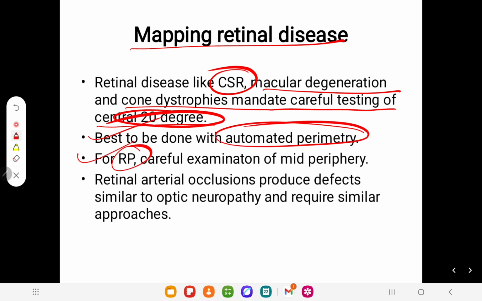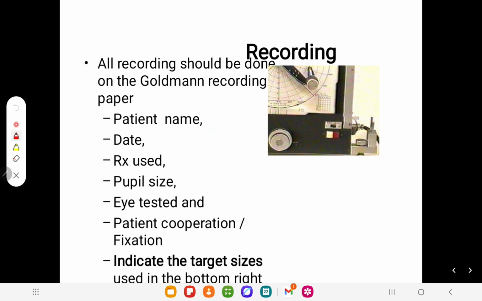For RPs, careful examination of the mid periphery is needed because retinitis pigmentosa starts from the mid periphery, isn't it? Retinal artery occlusion produces a defect similar to optic neuropathy and requires a similar approach. Yes, definitely we have to have a clinical diagnosis with clinical signs and symptoms, and there are a lot of things that we have to differentiate. It's not just about the visual field.